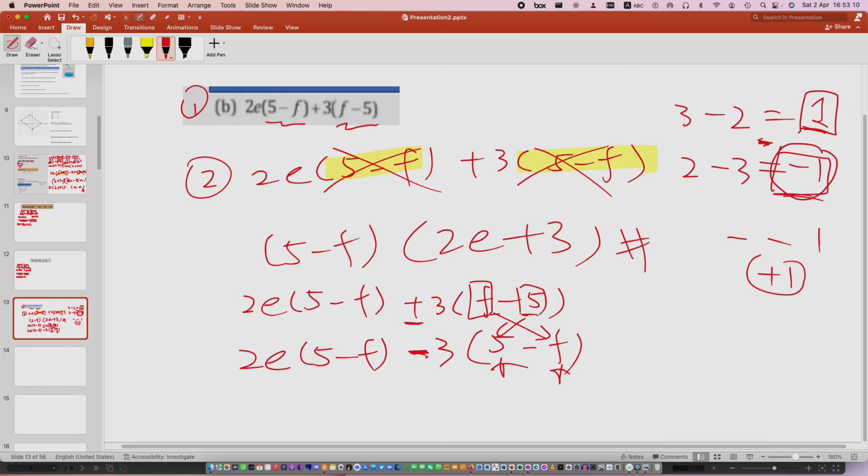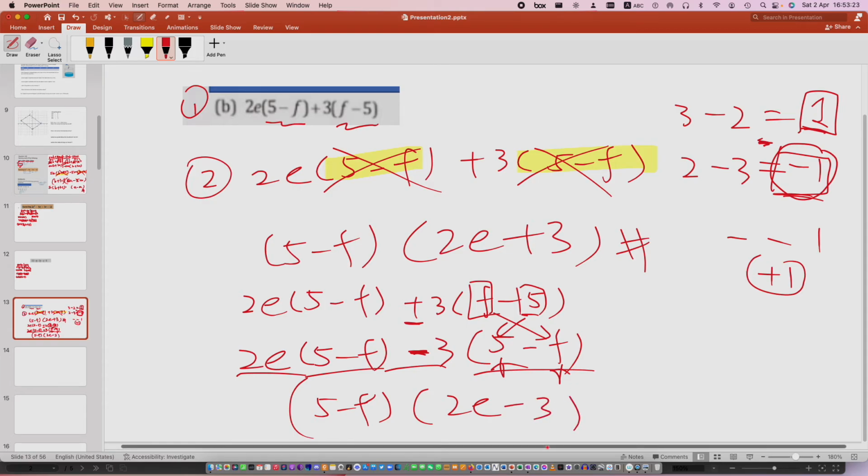Over here, you change the sign. So once you change the sign, it's easy. You see that these two are the same. So you just take it out. And now it becomes 2e minus 3 left. Okay? So if I give you one more example.